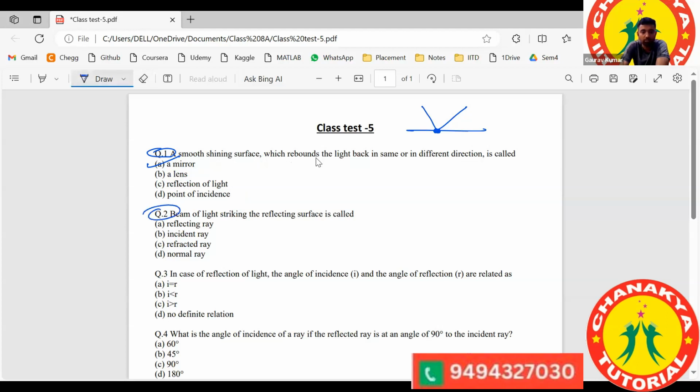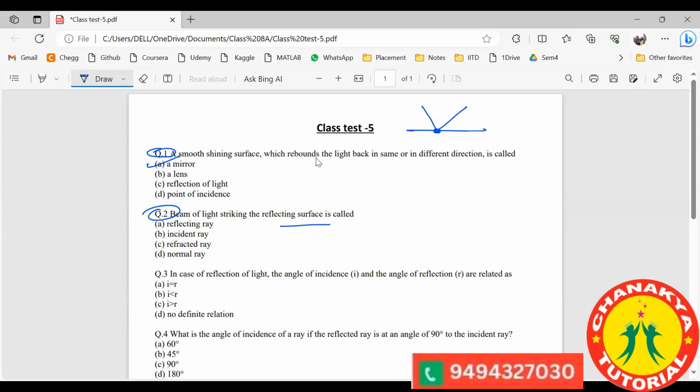Okay, now let's move to question number 2. Beam of light striking the reflecting surface is called. What is it called? Incident ray. Incident ray. Good. Fine.